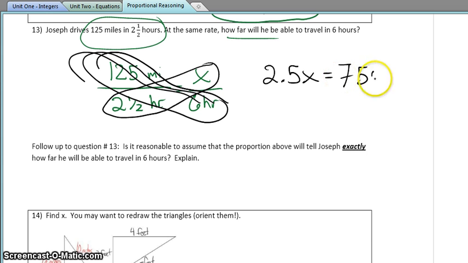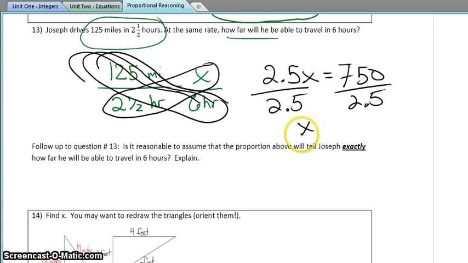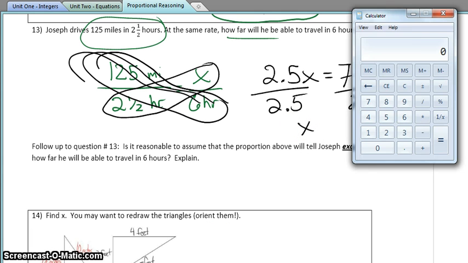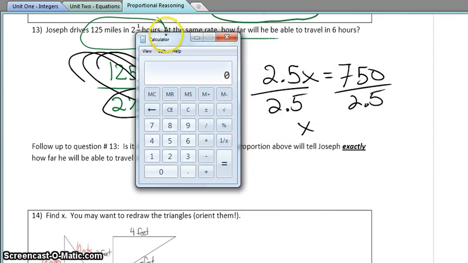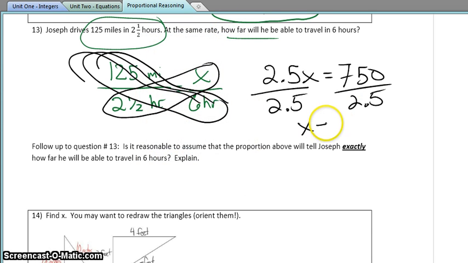It's important to know that it's not a multiplication or division test. It's a proportions test. X equals, again, you might be able to do it on the side, but why not use your calculator as your crutch? 750 divided by 2.5 equals 300. So X is 300, and don't forget your units. How far would be miles.